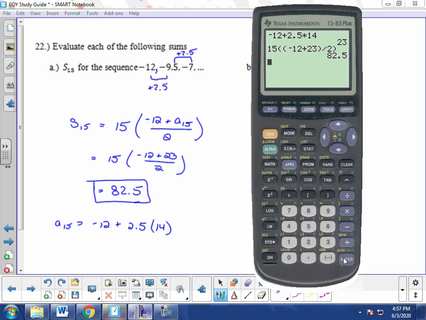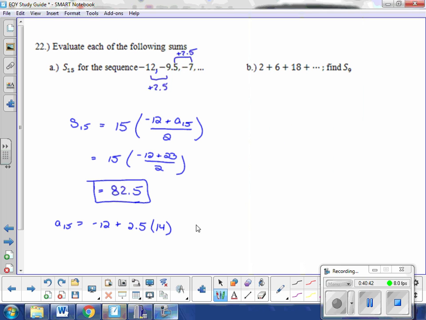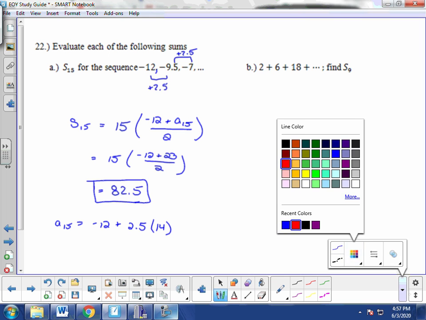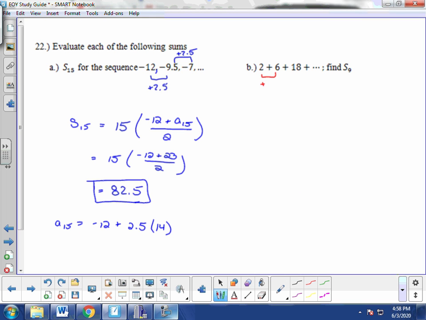Taking a look at problem B. This time it was written as a series. If I tried to find out if this is arithmetic, I would see that I'm adding 4 here and then adding 12, so that's not arithmetic. But if I try to see if it's geometric, I multiplied by 3 there, and then I multiplied by 3 there. So this is geometric with a common ratio of 3.